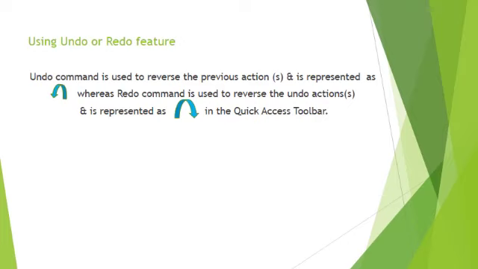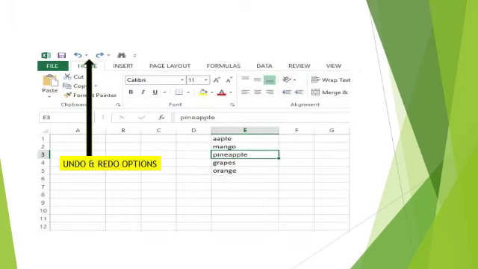Next is using the undo or redo feature. The undo command is used to reverse the previous action and is represented as this arrow, whereas the redo command is used to reverse the undo actions. If you have made any change to the worksheet and now you want to cancel the change, you just have to click the undo option. These options are at the upper left corner as shown in the figure. These are the undo and redo options.